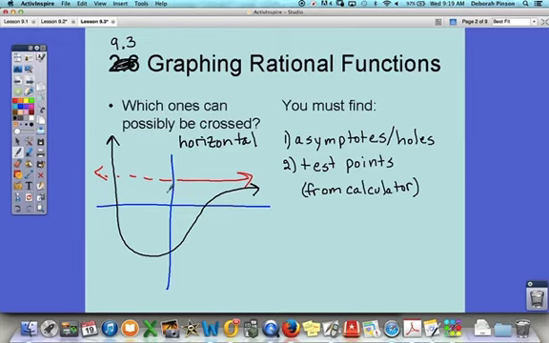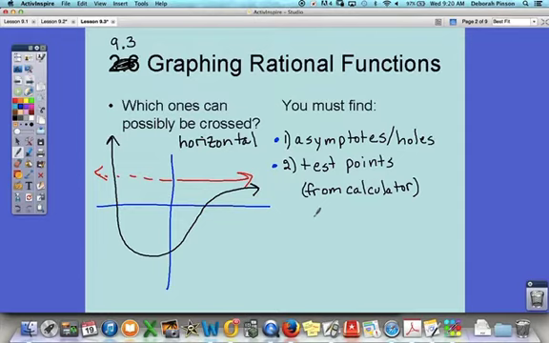Okay, so here's what you need to find when you're graphing. You need to find asymptotes and holes. We're going to talk about that part today. And then you'll also need to find points to fill in your graph off of your calculator. We're going to do that as we practice on some of these tomorrow. Today we're just doing the details.